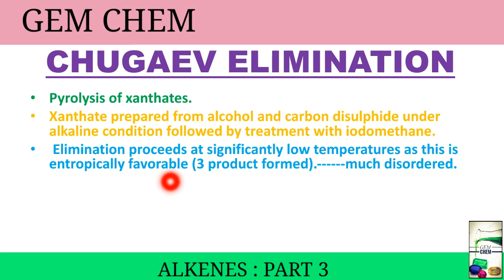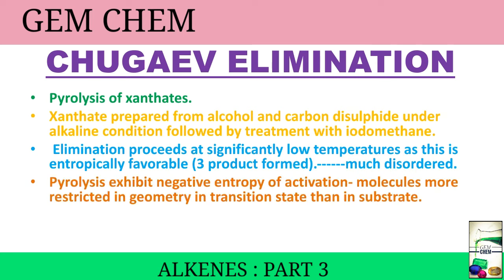Previously we had got acid. Now in this case we will get two products. In case of acid there was one product which was generated as byproduct. Here there will be two byproducts. So in total there will be three products. Much more disordered, so it will be entropically favorable. Pyrolysis exhibits negative entropy of activation. Molecules are more restricted in geometry in the transition state than in the substrate.